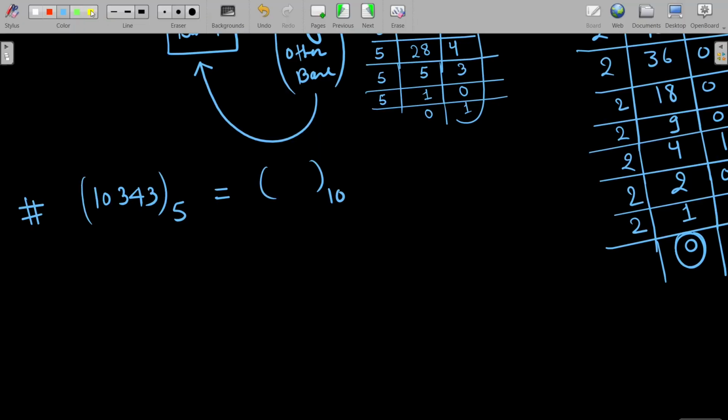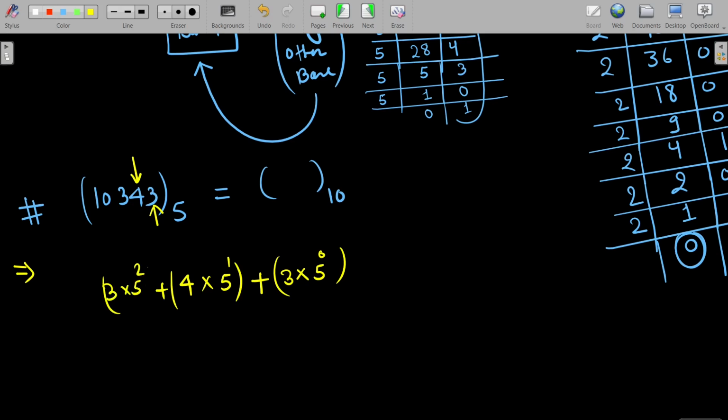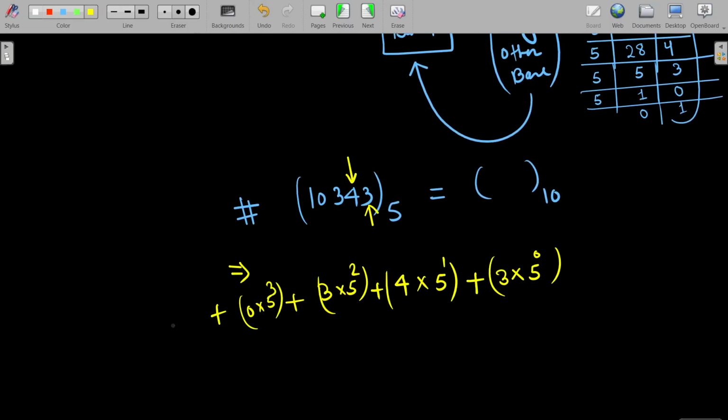So the rule is very simple. We have to follow the positional number system concept. See, this is the unit place. So you should multiply this 3 into 5 raised to power 0, plus next 4. See, this is at the tens place. So it should be 5 raised to power 1, like this, plus 3 into 5 raised to power 2, plus 0 into 5 raised to power 3, plus 1 into 5 raised to power 4.